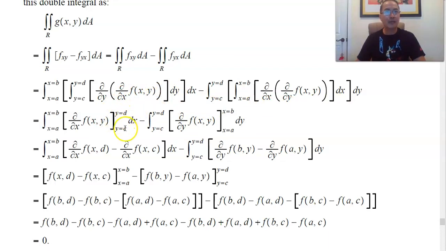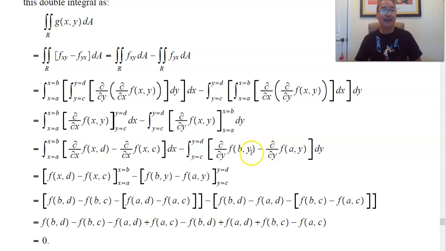We know how to find the antiderivative there. We plug in d, we plug in c, and subtract. Here we plug in b, we plug in a, and subtract. So we are down to partial of f with respect to x at d, fx(d), minus partial of f with respect to x at c, fx(c). Similarly here it's the x's that we plug in, so we have partial y f at b minus partial y f at a.